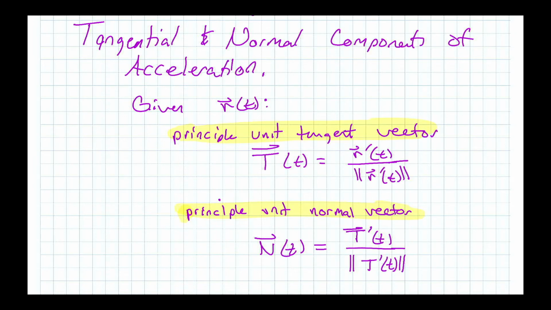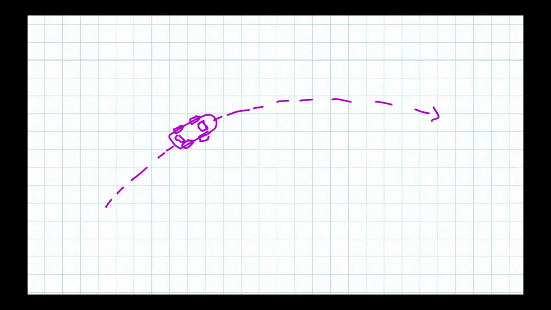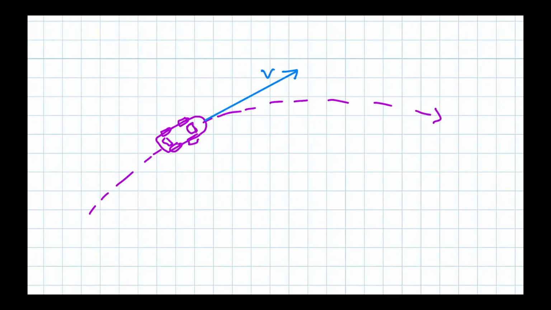Here's a picture. Let's picture a car driving on the road, or in my case, probably a dumb looking skateboard driving along a road. Let's just say it's moving along a curve, and we're going this way along the curve. A couple of things we know: there is a velocity vector on here, and the velocity vector points in the direction that the car is traveling. So that's the v vector.